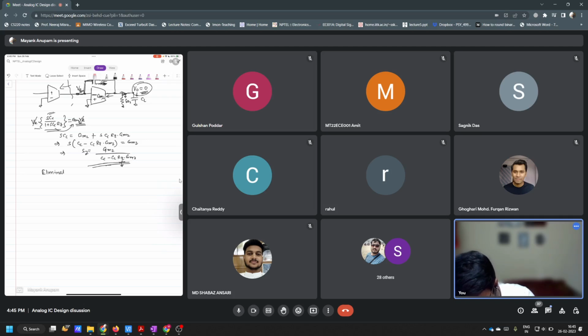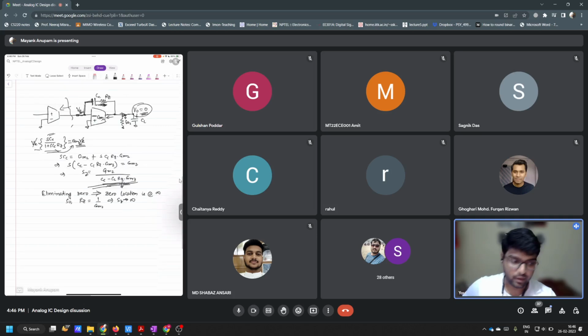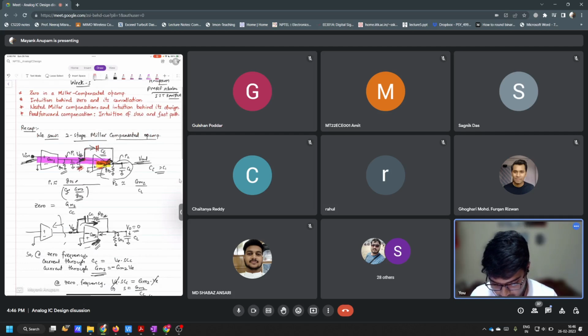Eliminating the zero simply means the zero location is at infinity, correct? So that is why we have to make sure RZ is equal to 1 over gm2. That will make sure this term cancels and we have the zero at infinity. So this is the way that we cancel the zero, correct? Fine. So this is done.